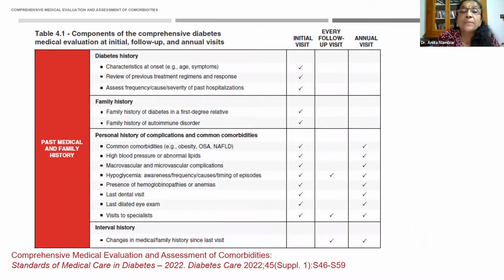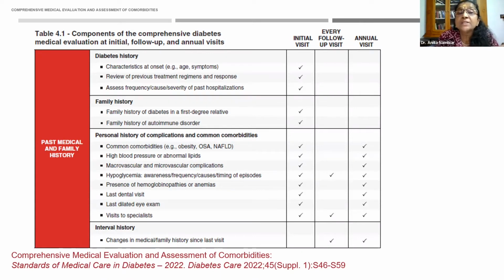So coming to the diabetic history, we should know the characteristic at onset. At what age did it start? What were the symptoms? Whether he had polyphagia, polydipsia, polyuria, there was tiredness, there was visual disturbances, whether there was weight loss, our patient had difficulty in walking, and whether he had any skin infection, especially infection of the genitalia, itching in that part. All these need to be taken care of or evaluated.